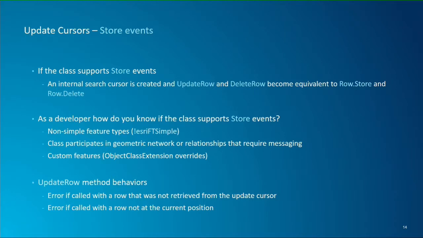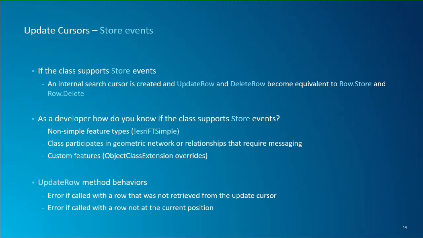Store events. There are certain types of feature classes that require store event semantics. If the class that you're trying to create an update cursor on does require store events, internally we will create a search cursor, and any call to update row or delete row on that update cursor that's internally a search cursor will become equivalent to row.store or row.delete. We're trying to protect you and make it as easy as possible. It sounds like a lot of double speak, but this is in case you make a programmatic mistake and you're trying to get an update cursor on a feature class that requires a store event.